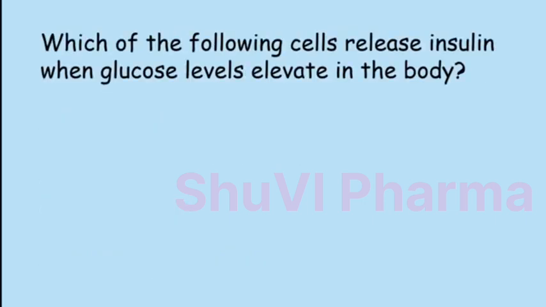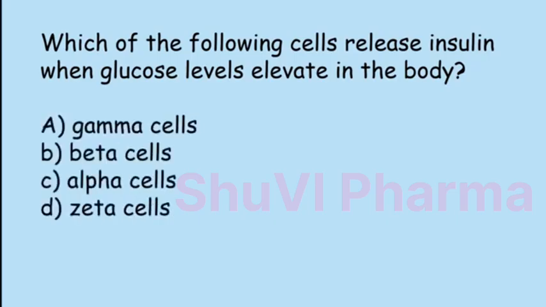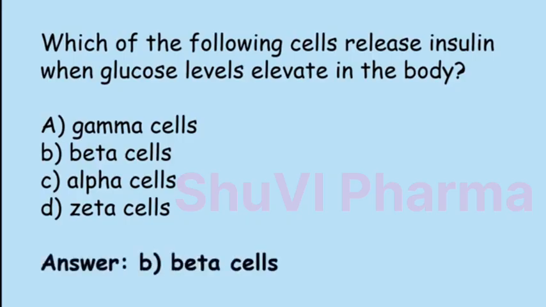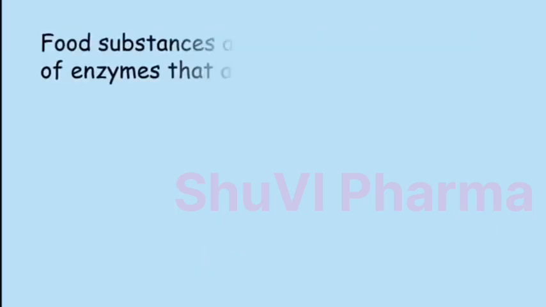Which of the following cells release insulin when glucose levels elevate in the body? Gamma cells, beta cells, alpha cells, zeta cells. The correct answer is option B. Beta cells release insulin when glucose levels elevate in the body.